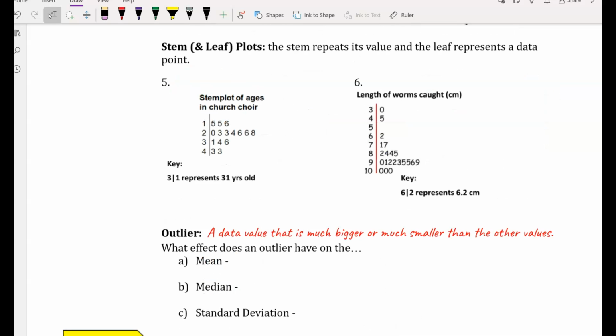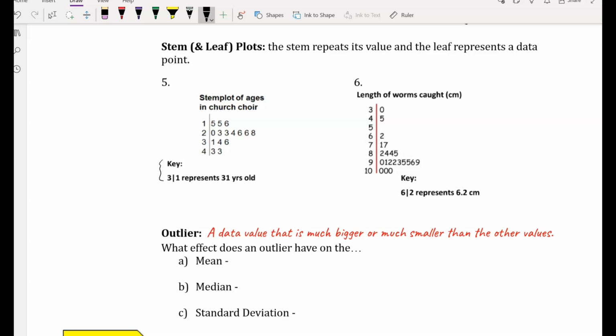Another type of data distribution graph is a stem plot, or sometimes called a stem and leaf plot. The stem represents a value that's repeated, and the leaf represents each data point. There always has to be a key to the stem and leaf plot that tells you how to read it. So in this case, on number 5, the key says 3 with a 1 represents 31 years old.